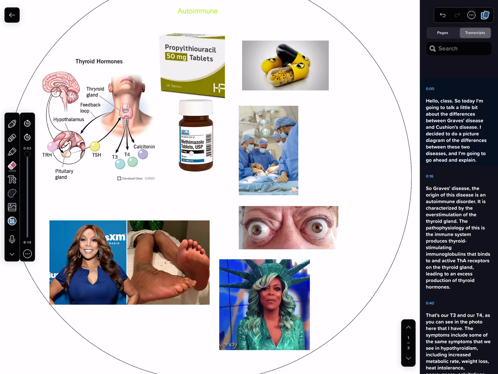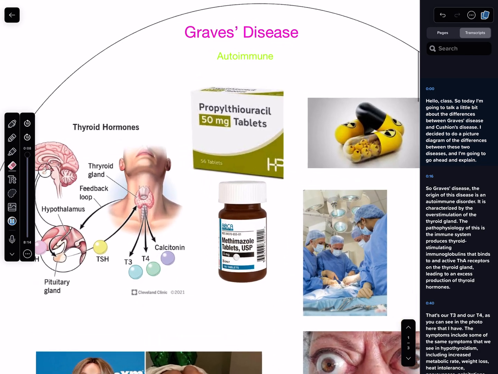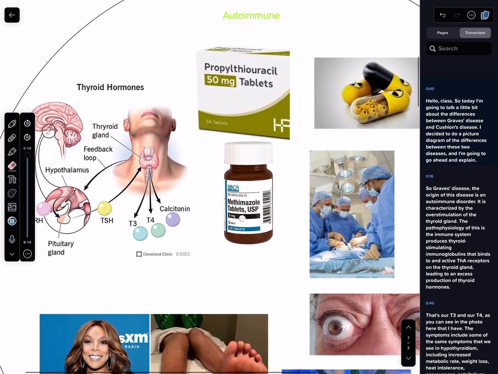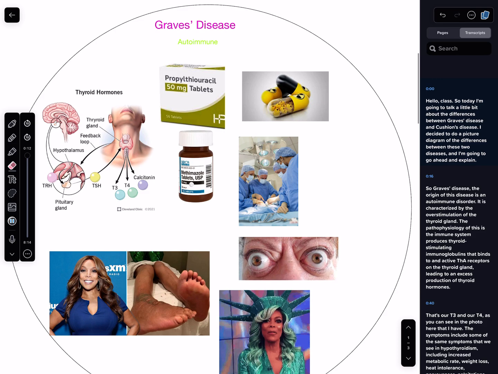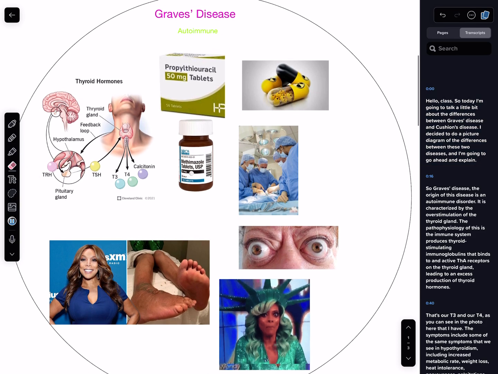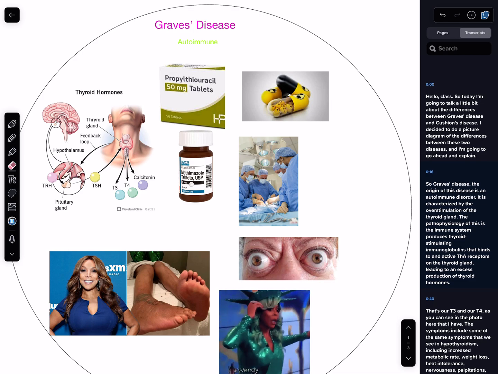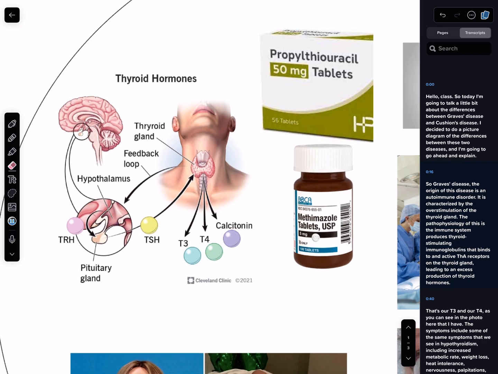Hello, class. So today I'm going to talk a little bit about the differences between Graves' disease and Cushing's disease. I decided to do a picture diagram of the differences between these two diseases, and I'm going to go ahead and explain. So Graves' disease, the origin of this disease is an autoimmune disorder.